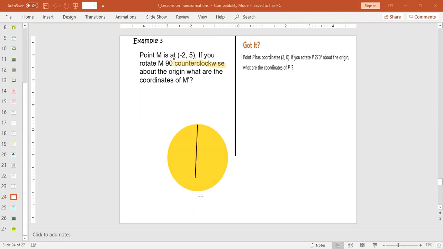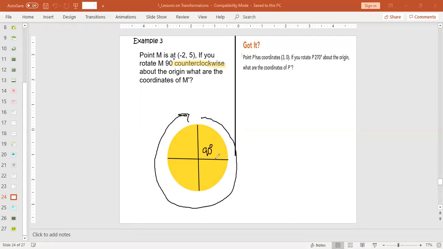we talked about in our circle that we split it up into 4 90-degree quadrants because it's 360 degrees, right? So if we're going clockwise, the way of a clock, we have 90, so this is a 90-degree rotation. Let me write it right there.